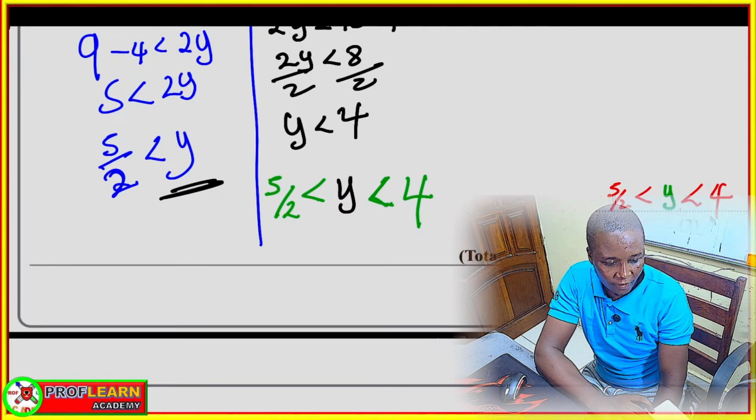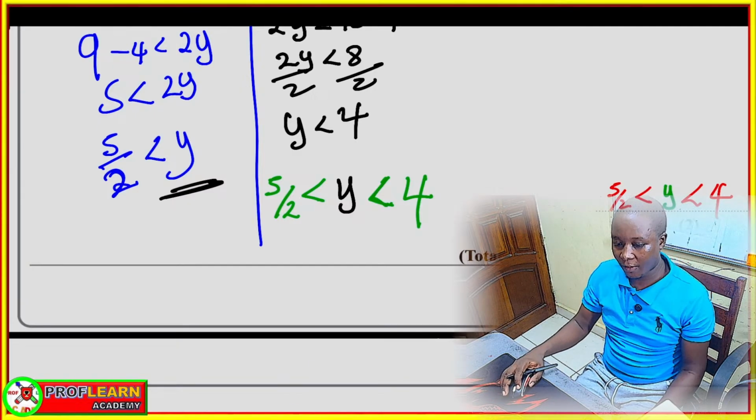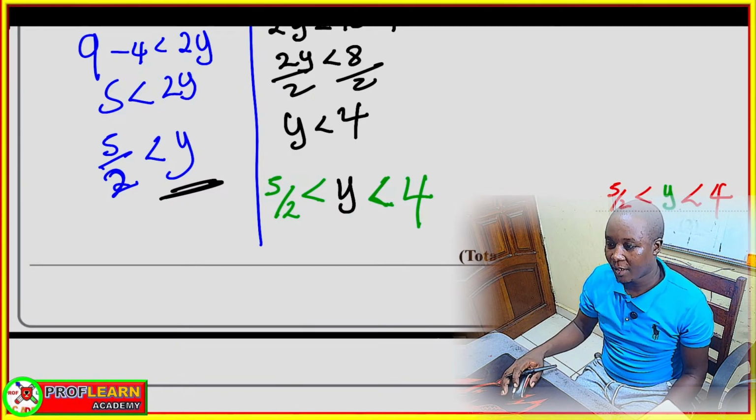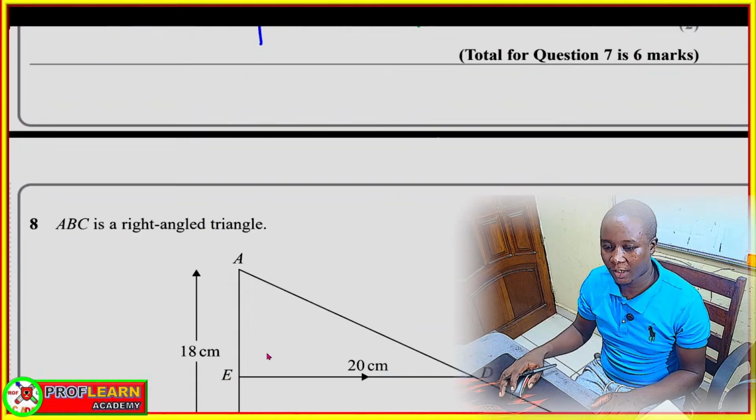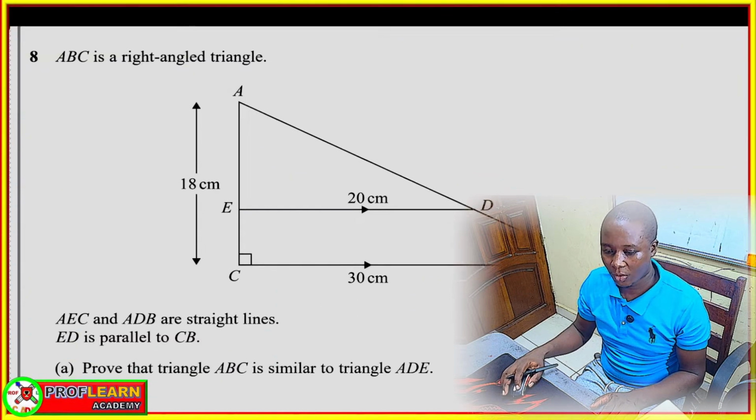So you may be given a question which has compound inequalities, and the examiner expects you to work out that.